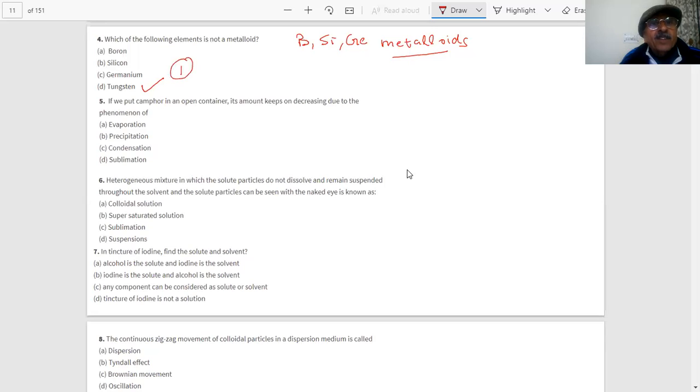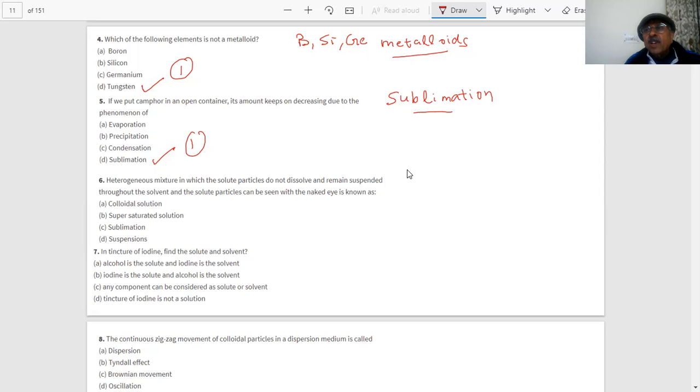Okay, correct answer. If we put camphor in an open container, its amount keeps on decreasing due to? Sir, sublimation. Okay, such a spontaneous answer is coming. We have told you, students, certain substances undergo sublimation. What is the definition of sublimation, students?